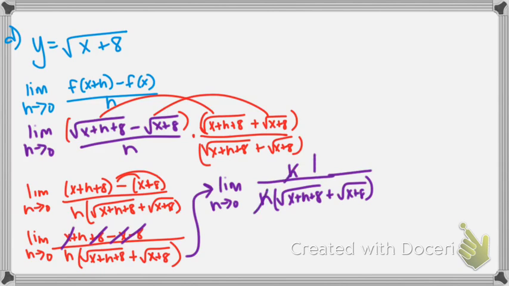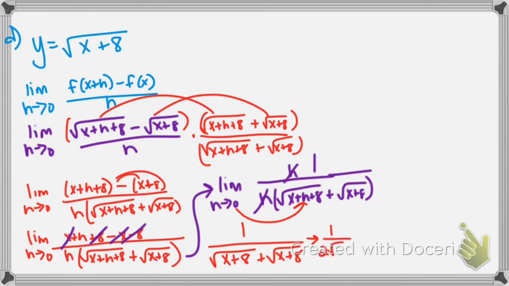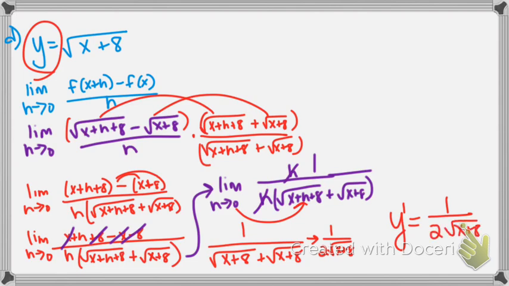And so now I'm going to sub in h equals 0 again. So 1 over radical x plus 0 plus 8 plus radical x plus 8. So 1 over 2 root x plus 8. What is that? That's the derivative. They called my original y equals, so I'm going to call this y prime equals 1 over 2 root x plus 8. And that's your derivative function.